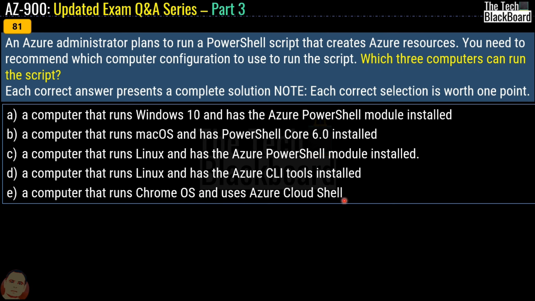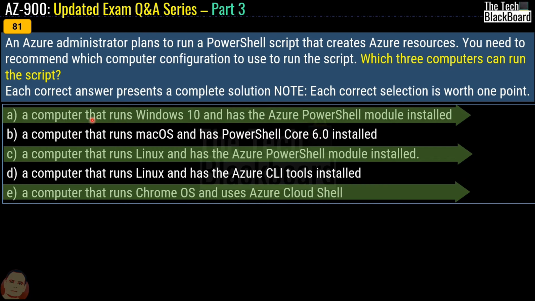The correct three answers for this question are option A, option C, and option D. Now let me give you a little bit of explanation for each answer. In option A, which is a correct option, we already have Azure PowerShell module installed, and that's why we can run the script. Coming to option B with macOS and PowerShell Core 6.0 installed, we are missing the Azure PowerShell module. So PowerShell Core 6.0 itself is not enough.